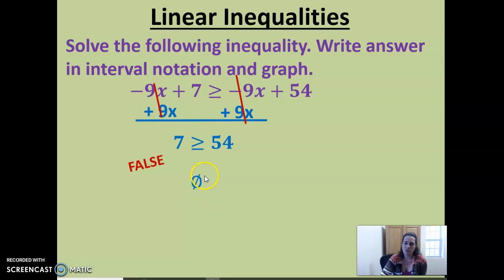It's just no solution. Graphically, it's an empty number line, right? You can't put any dot there because that would mean it's an answer. So no solution is going to be an empty number line.